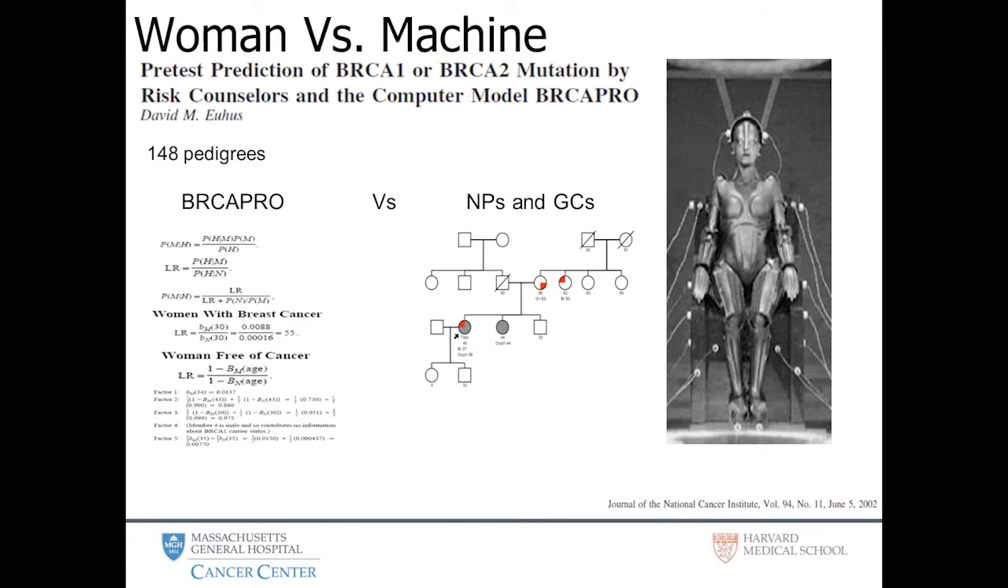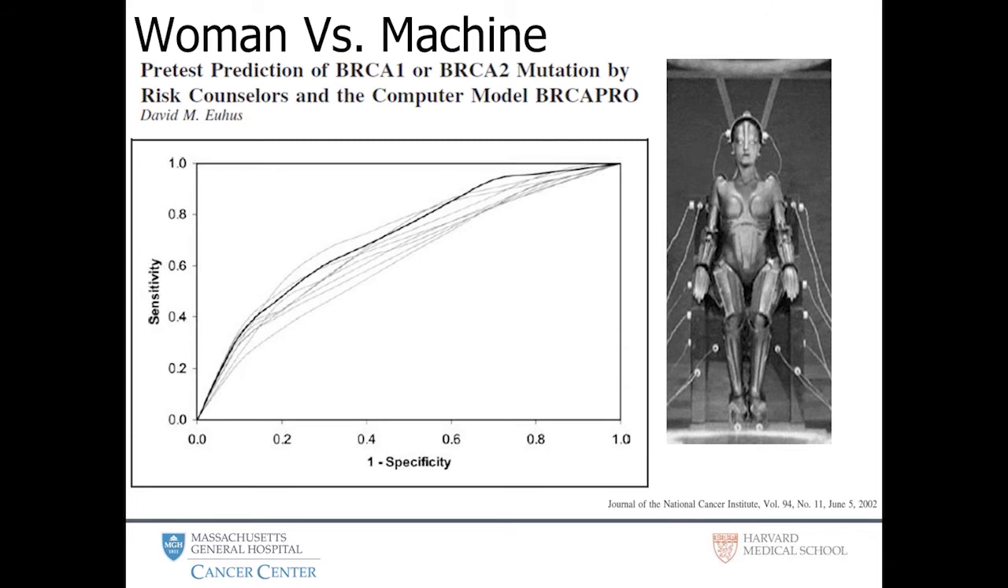Now, Dave Hughes did a very nice study comparing BRCAPRO against experts in the field. He took 148 pedigrees, ran those pedigrees through BRCAPRO, and also showed them to a group of nurse practitioners and genetic counselors who were experts in genetics, and identified the difference in how these people predicted risk over time. And what you'll see here from the ROC curve is that the best curve was a genetic counselor, the second best curve was BRCAPRO, and all the other curves are a little bit lower, a little bit weaker in area under the curve for the ROC curve.